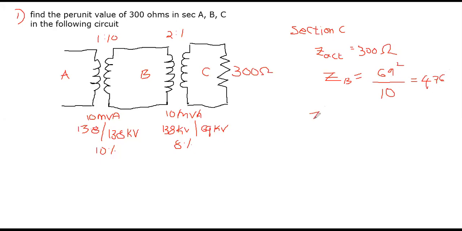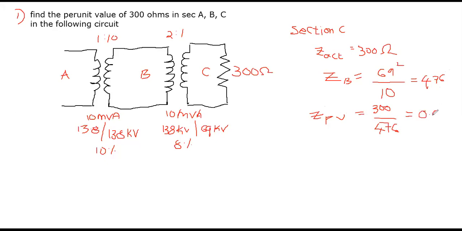Okay. Now Z per unit is equal to the ratio between Z actual divided by Z base. So 300 divided by 476. This is a very, very important problem. You may expect the same problem directly for 7 marks. 300 by 476. If you simplify this, you will get 0.63 per unit.